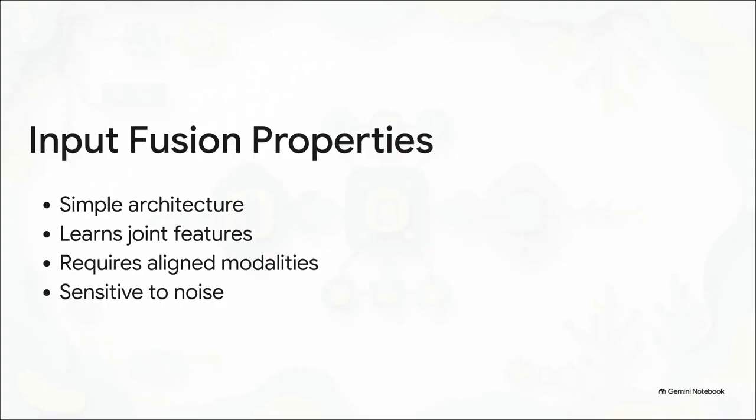Now, this approach definitely has some distinct pros and cons. The absolute biggest advantage is that it's a really simple architecture. You only need one backbone network, which means a lower parameter count, and it learns those joint representations early on. But here's the catch. It absolutely requires perfectly aligned or registered modalities. If a patient even just coughed and moved a tiny bit between their MRI and their PET scan, this method kind of falls apart. It's super sensitive to resolution differences and noise, and it really struggles if one of the modalities happens to be missing.